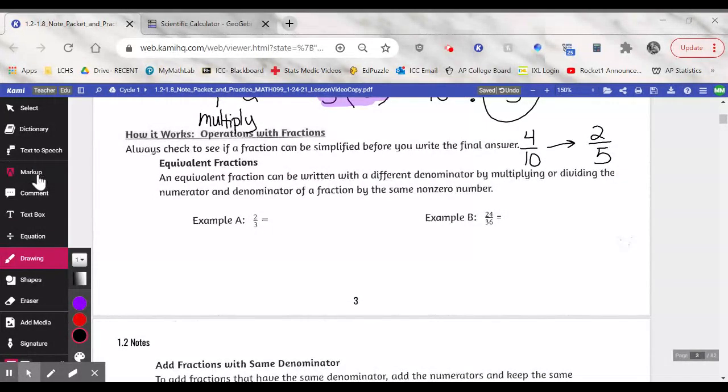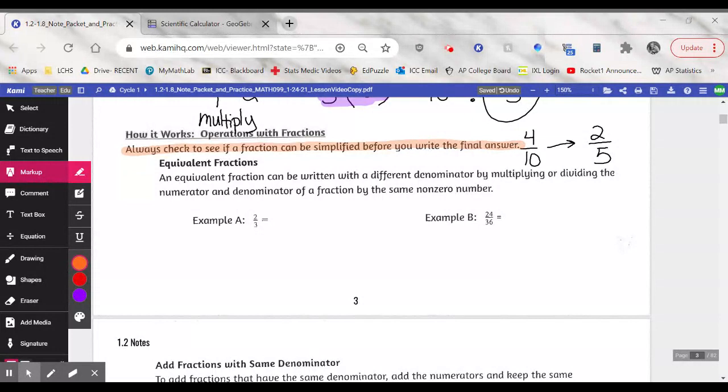Okay, so that's something that's important. On your MyMathLab homework, it's going to probably happen to you guys that you type in an answer that is not simplified, and it won't mark it correct until you have it simplified. So just check with that.